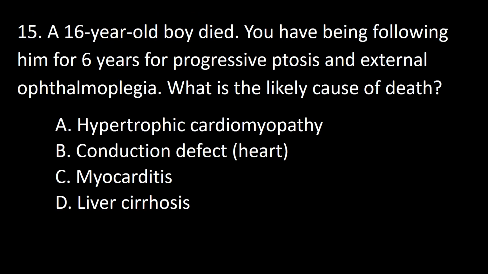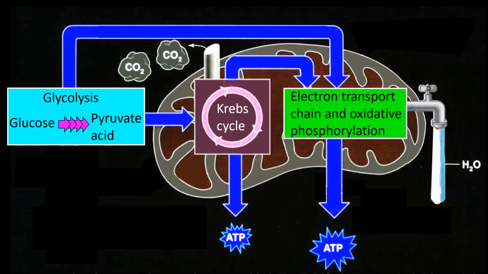Next question. A 16-year-old boy died. You have been following him for 6 years for progressive ptosis and external ophthalmoplegia. What is the likely cause of death? A. Hypertrophic cardiomyopathy. B. Conductive defect. C. Myocarditis. D. Liver cirrhosis. Such a history should bring mitochondrial disease to your mind.